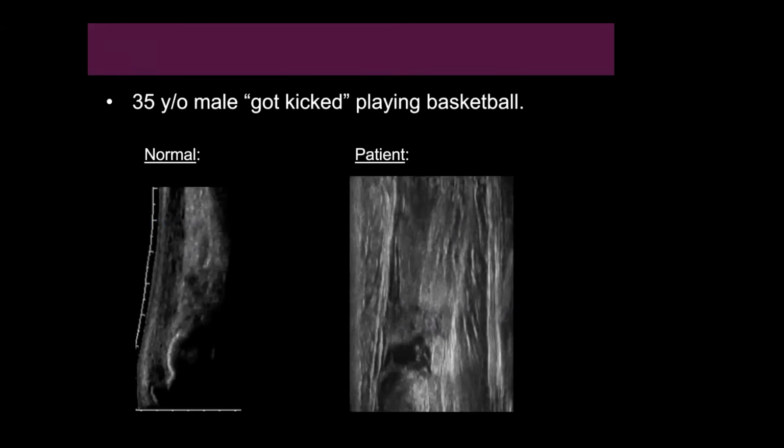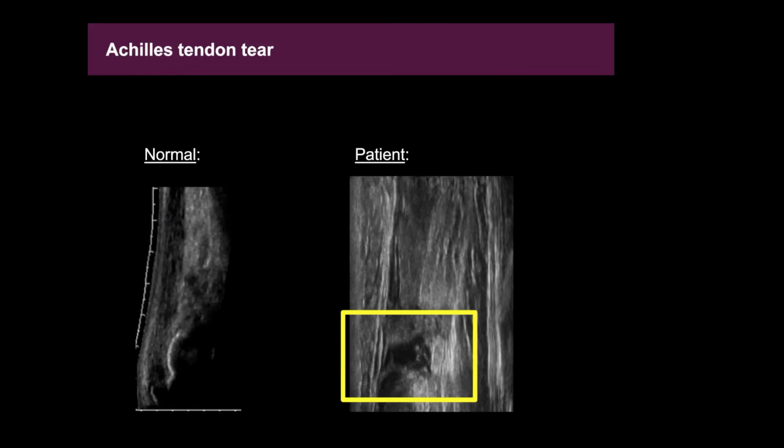So this was a patient who felt like they got kicked while they were playing basketball. And this is one of, I feel like, the most satisfying exams with ultrasound, right? You put the probe on the patient, you could see like a firm defect between the two Achilles tendon, and you could diagnose a complete Achilles tendon tear. This could take as short as 5 minutes and provide the patient with immediate diagnosis.